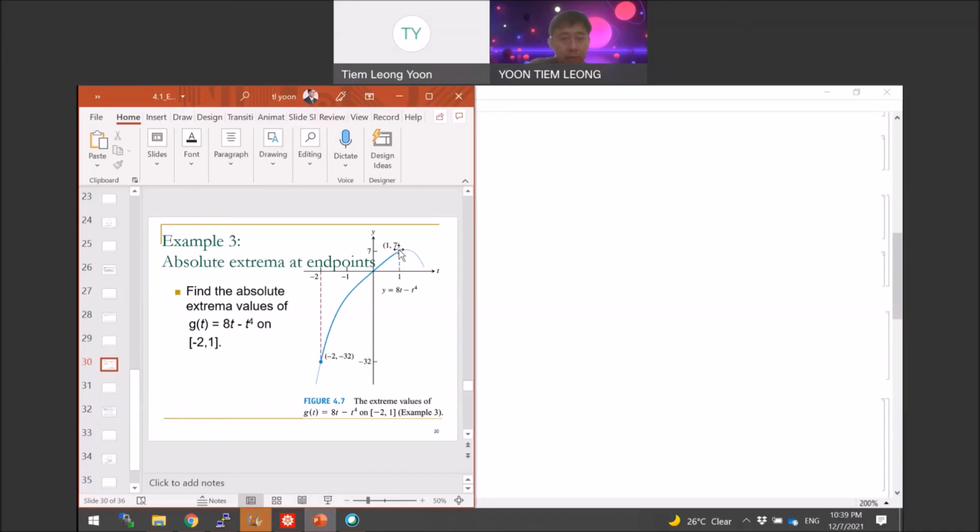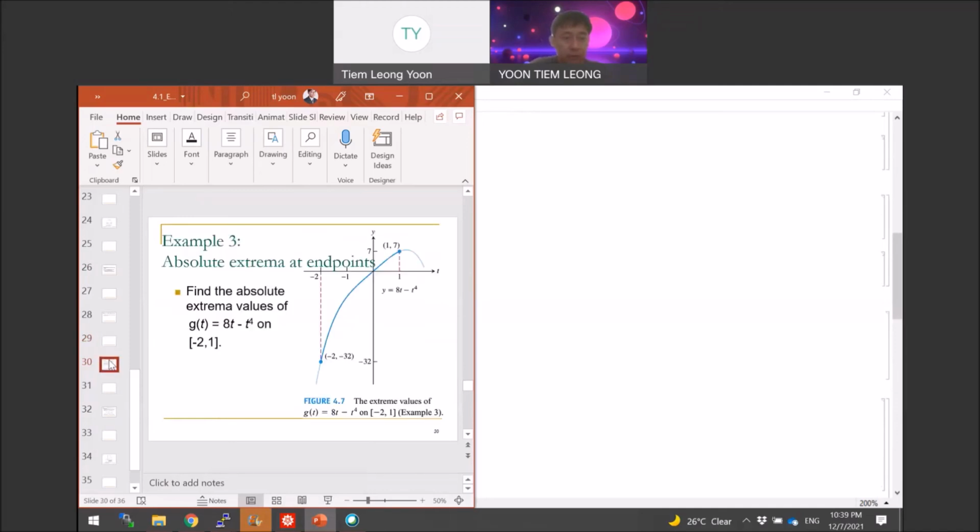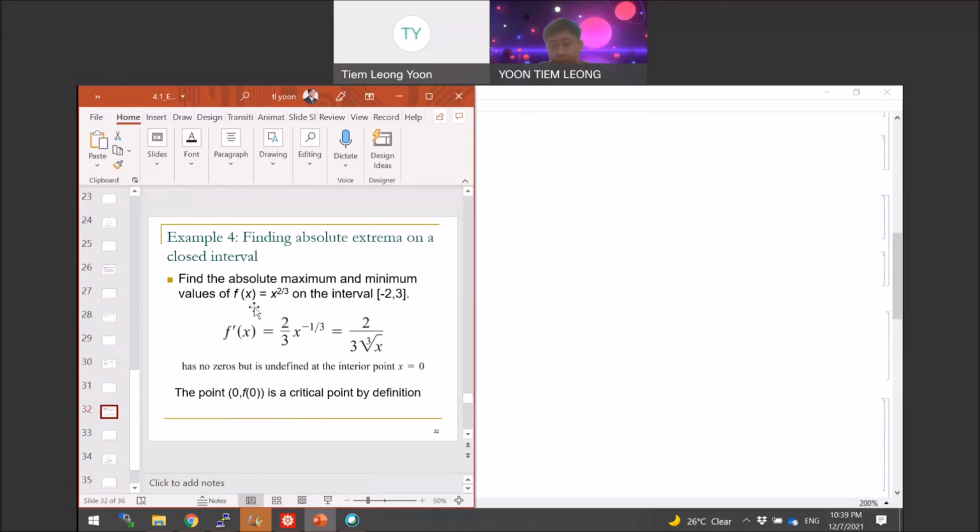The other critical point happens somewhere here, which is not entering the picture because g prime would not be equal to 0 within the interval of -2 and 4. Therefore, this illustrates the application of the procedure to obtain the critical points for these functions. This is example 3. Okay, so we go to example 4.